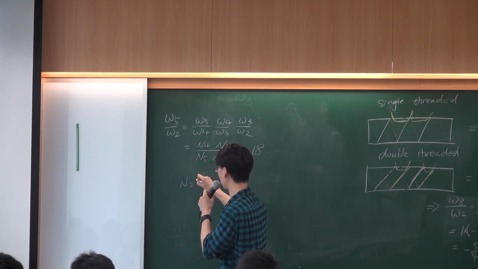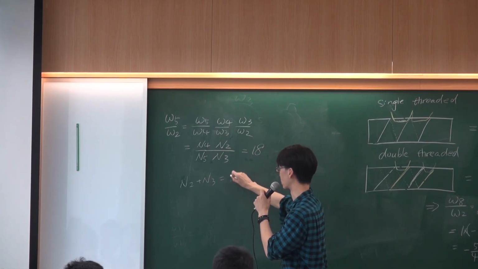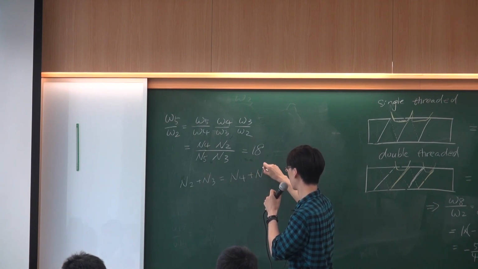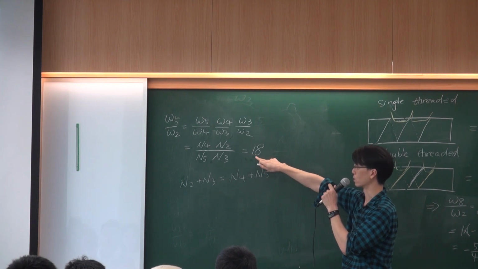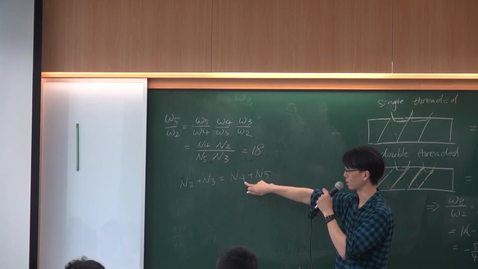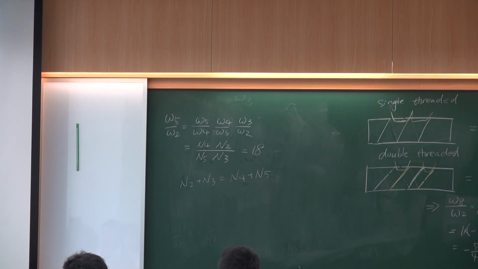Or I just use the number of teeth instead. So we need to make this one equal 18, but we also need to make this one valid. N2 plus N3 equals N4 plus N5. So you can imagine right now we have two equations for 4 unknowns.